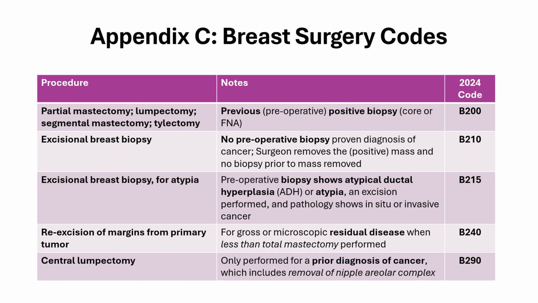B240 is a re-excision from a primary tumor, so this is for gross or microscopic residual disease. It is less than a total mastectomy. So this is when a patient has a residual disease and we need to go back in and re-excise to get clean margins. And then B290 is a central lumpectomy. Again, this is only performed when there's a prior diagnosis of cancer. So the patient we already know has cancer. They are now coming in for a central lumpectomy, and this is the removal of the nipple areolar complex.